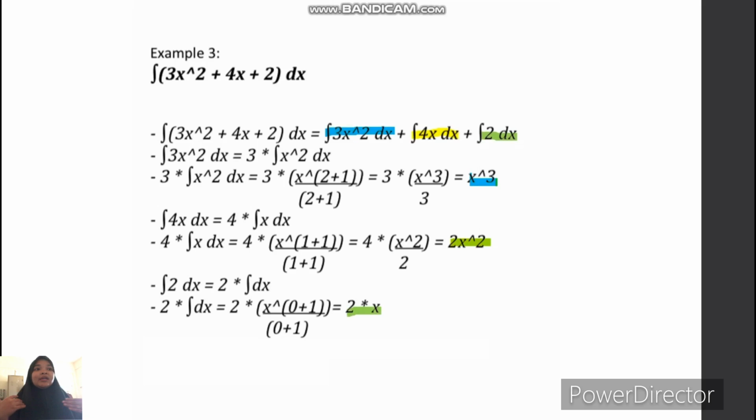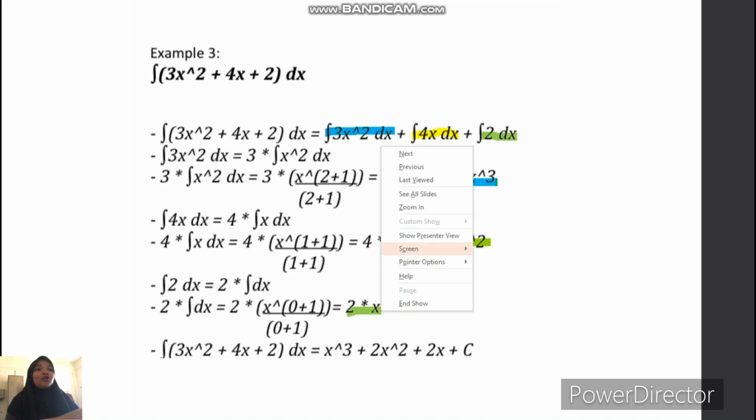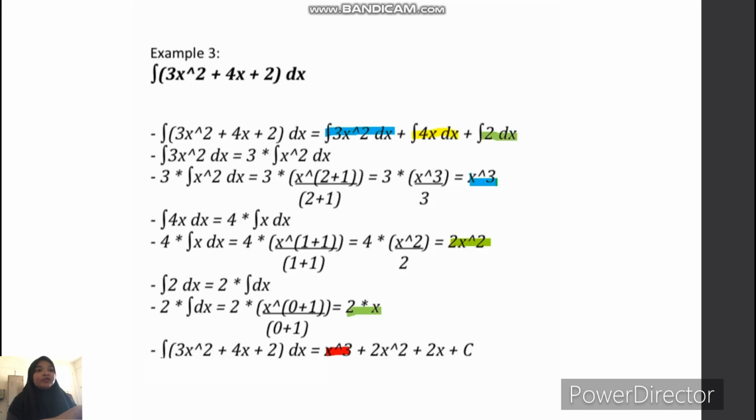After we already get all of the answers, we can combine them into the new expression. So this is the answer for example number 3, which is x power of 3 plus 2x power of 2 plus 2x plus c. Why do we add c in every example? It is because c represents the constant of integration, which is possible for any constant term. So that is why we use the power rule, and also that is why we add c in every example that I show and present to you.